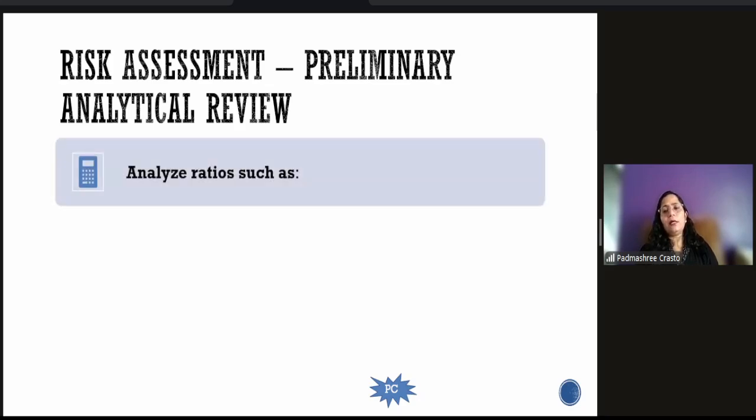Then in the preliminary analytical review, we analyze ratios like gross profit margin, operating expenses ratio, return on assets, and also we look at the significant deviations or expectations and get a comparison and also get an explanation at this time. So we say that out of the 15 financial statement areas, I have got 4 areas which seem to have quite a bit of movement over there. So does this have any risk?